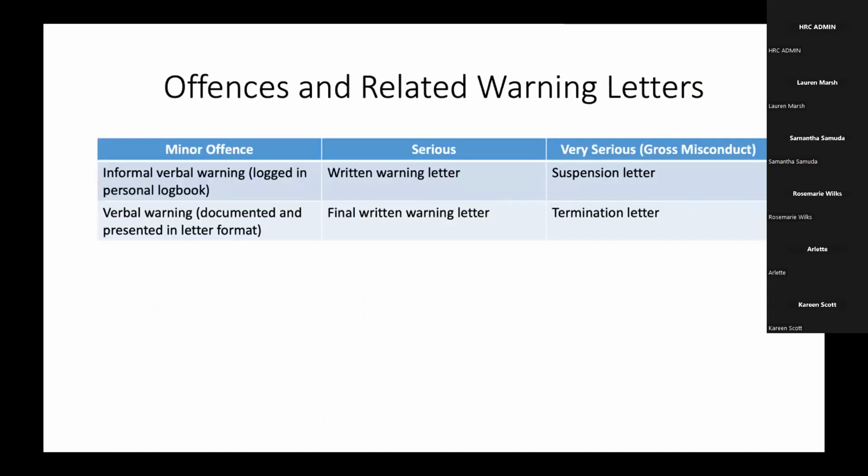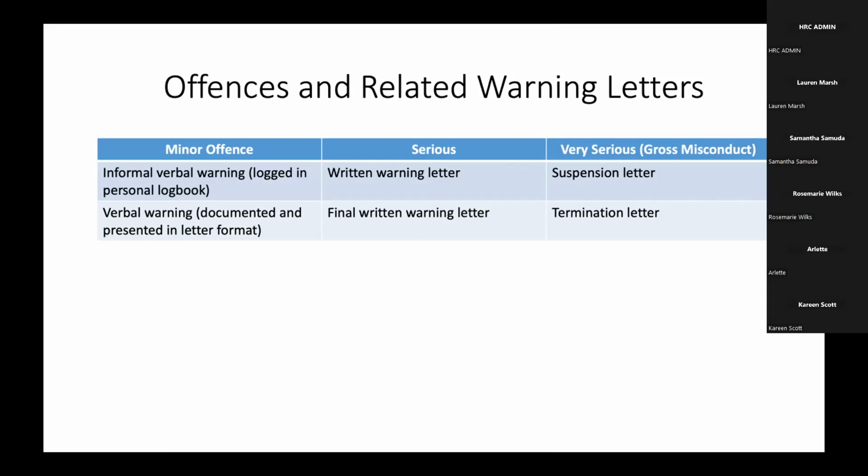All right, so just to be clear. Now, in terms of the offenses and related warning letters, when it comes to minor offenses, the fact is this, that you can always give an informal verbal warning initially, right? And the informal verbal warning is something which you will log into your personal logbook. Do not place it on the individual's file. The informal verbal warning is given usually by the supervisor to a team member who has essentially breached the company policy, but the offense is not deemed to be serious or very serious.